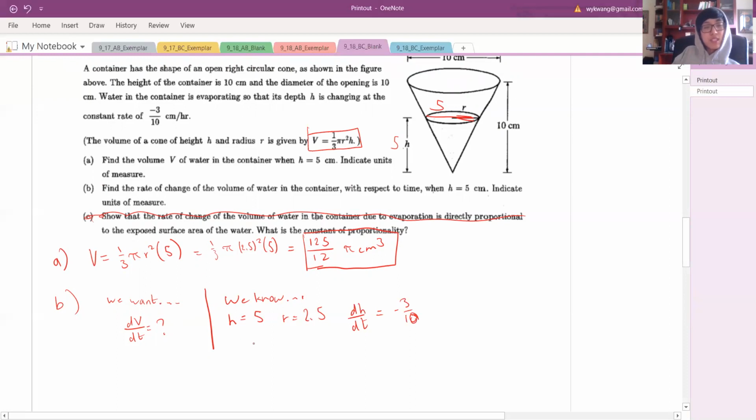We want to find dV over dt. We have h and r, and there's a volume in this equation. Well, great. There's an hr here, and dh over dt, that's the derivative of h with respect to time. It looks like this equation is perfect. And it makes sense. It relates all the variables together.